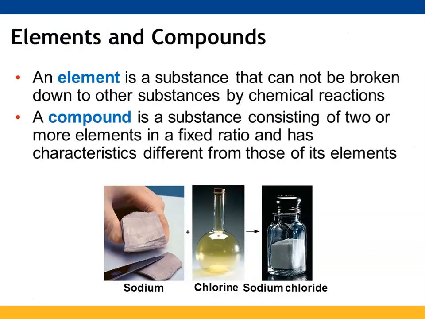Elements cannot be broken down into anything simpler, either by chemical reactions or by physical changes. Compounds are going to consist of two or more elements that have been combined together in a fixed ratio and will have characteristics that differ from the elements that were used to comprise that compound.